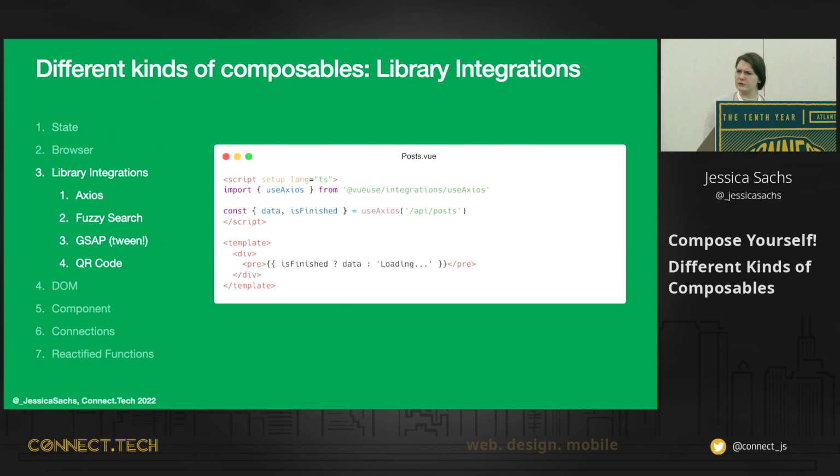So a different kind of composable. Moving on. Library integrations. This is super powerful. Here's how you avoid async await in script setup.